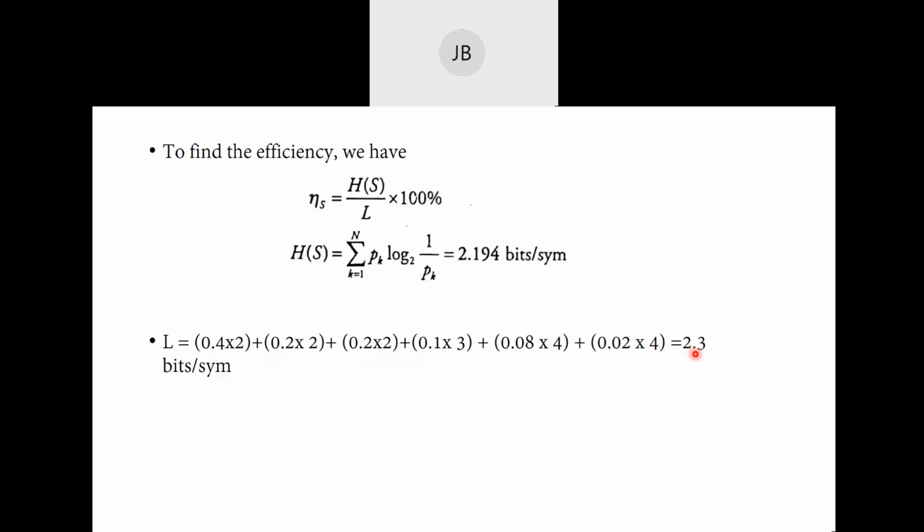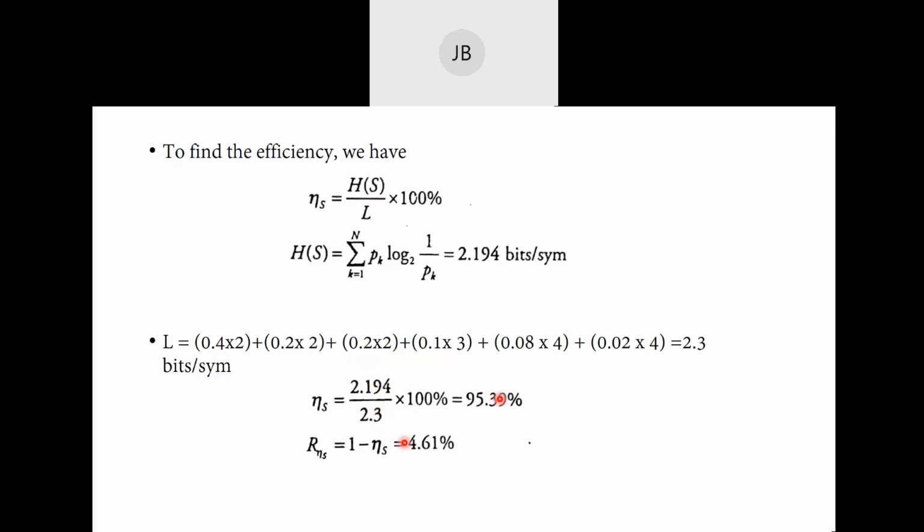So we find this value here, the effective length, that is equal to 2.3. Since the efficiency is nothing but the ratio between the entropy and the effective code word length, and we know these values, we can easily find out the efficiency. Efficiency comes to be the ratio, which is 2.19 and 2.3, about 95%. So this is the efficiency of the Shannon encoding scheme for this specific example. Since the efficiency is 95%, there is about 5% of wastage or redundancy involved.